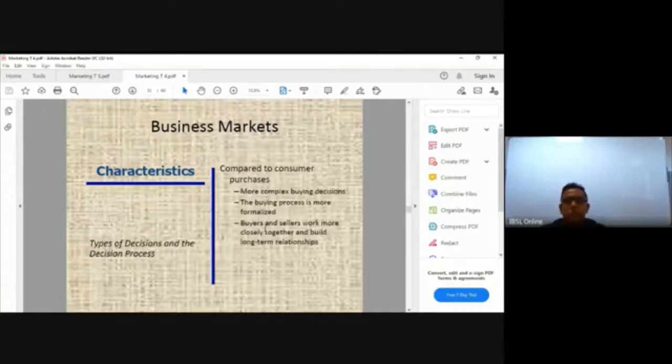Compared to consumer purchases, there are more complex buying decisions, and the buying process is more formalized. So for organizational buying, there are formal methods to buy. You cannot just go and buy. There are steps to follow. And buyers and sellers work more closely together and build long-term relationships.